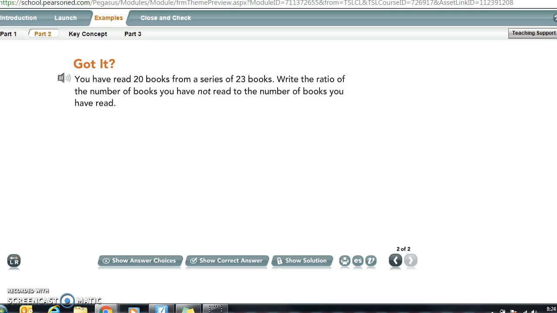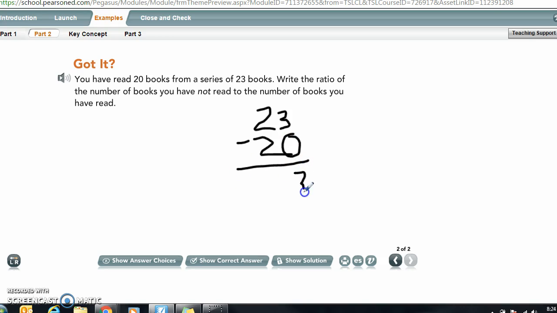You have read 20 books from a series of 23 books. Write the ratio of the number of books you have not read to the number of books you have read. Okay, so I know that I have 23 books that I need to read in this series. So far, I've read 20, which means I have 3 books left to read.